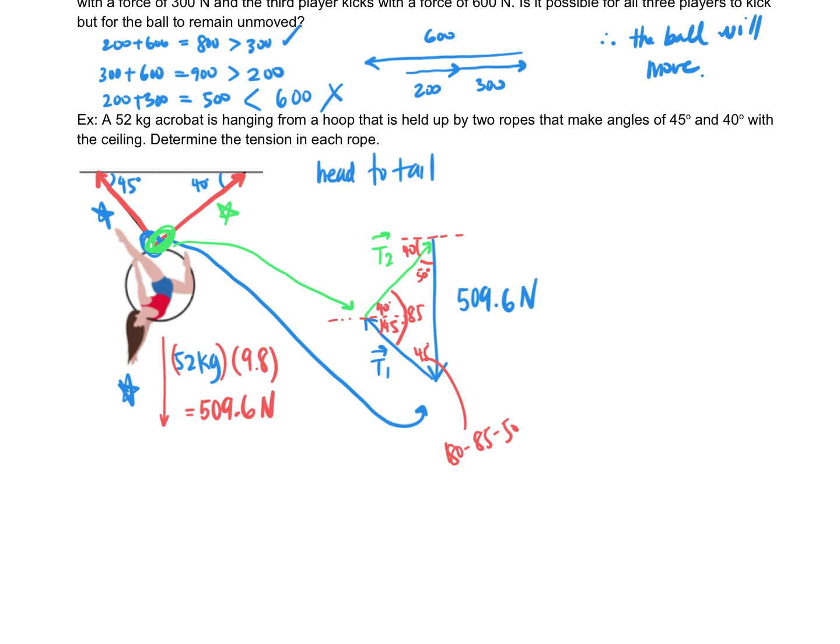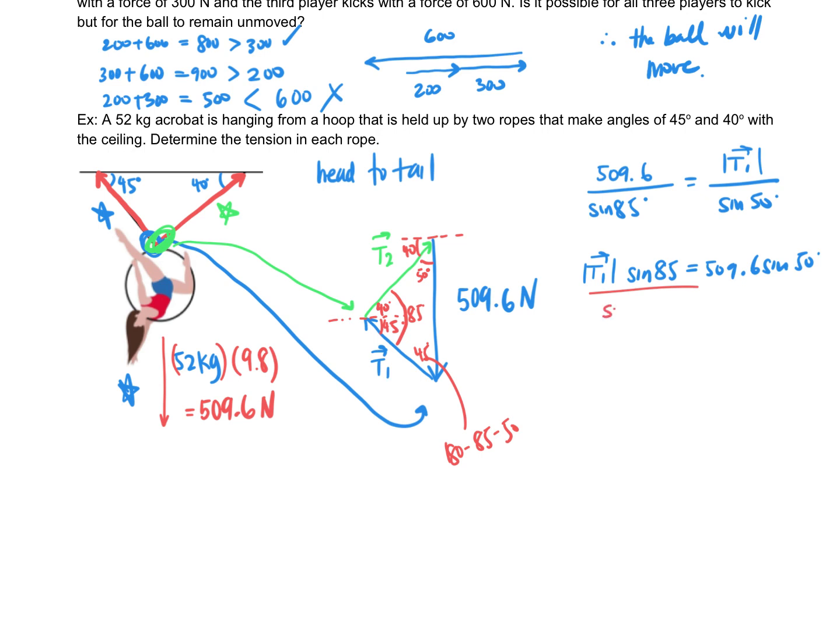Now I have all 3 angles in my triangle, and I am just looking for the missing 2 sides to find the tension in each rope. So I'm going to use the sine law because we do have that nice full pair between the 85 degree angle and the 509.6 force. So here's my full pair, and I'm going to start off by finding the magnitude of the tension in the first rope, and that's directly across from the 50 degrees. So now I'll cross multiply, and this time I am solving for a side length, not an angle, so I'm not going to be taking a sine inverse at all.